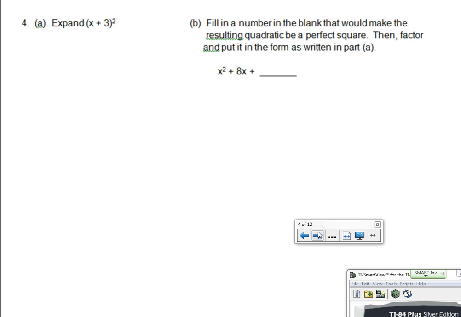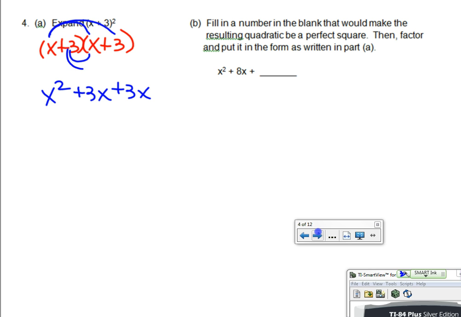Okay, and one last thing, background. 4a, how do you expand x plus 3 squared? So if you recall, I just showed you x plus 3 squared means x plus 3 times x plus 3. So if I double distribute, I get x times x is x squared. x times 3 is 3x. 3 times x is another 3x. And 3 times 3 is 9. Combining like terms, you get x squared plus 6x plus 9.